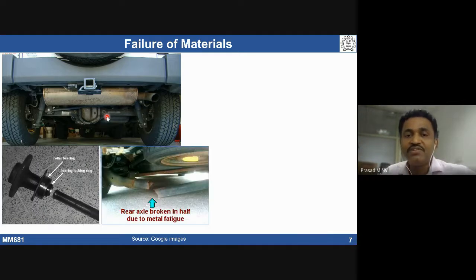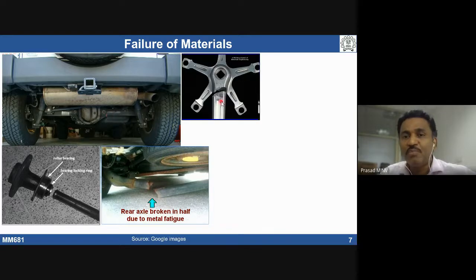Most of the time, the failure of the rear axle has been attributed to metal fatigue behavior. The fatigue deformation which the axle undergoes can lead to premature failure of the component. So many automotive sector components which undergo cyclic deformation can fail due to fatigue. We are talking about metal fatigue.